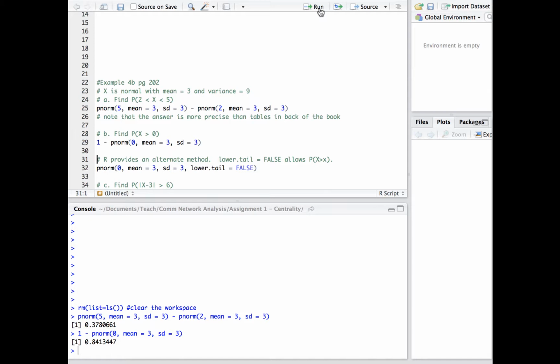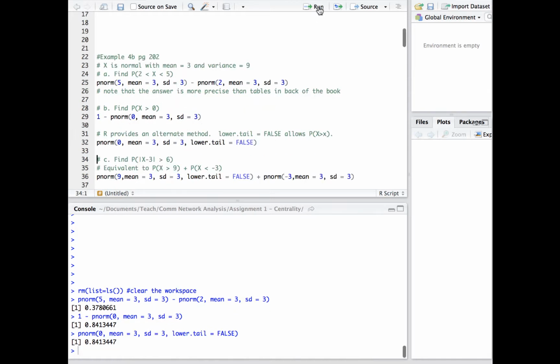Now, I'm going to tell you there's an alternate way of doing this because R wants to make things a little easier for you. So instead of doing the 1 minus, if you want to instead flip it and just ask directly what's the probability of being greater than 0, then you can add this additional parameter here called lower.tail equals false. Basically you're telling it, I don't want to look at the less than value, I want to look at the greater than value, right? So if we run that command, you will see that you have the same result.